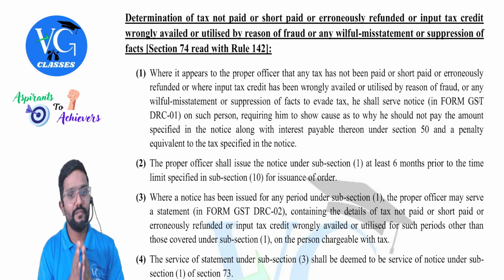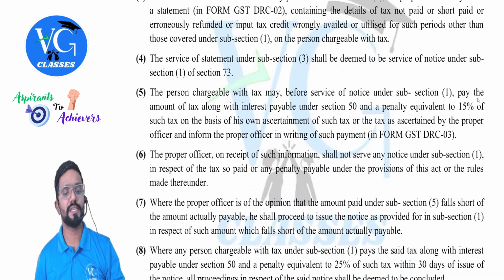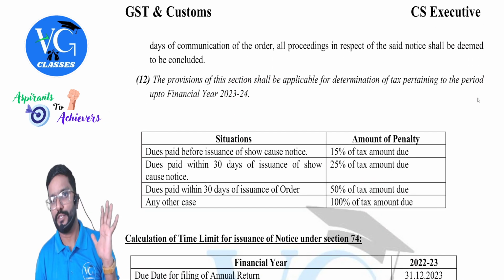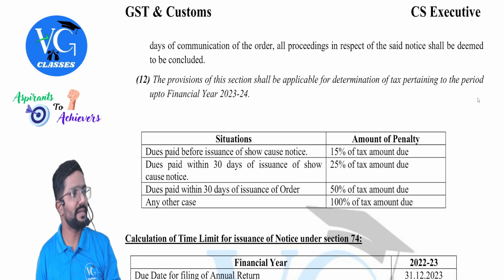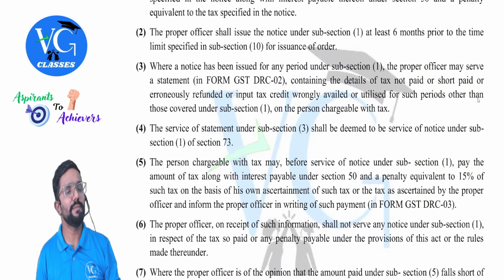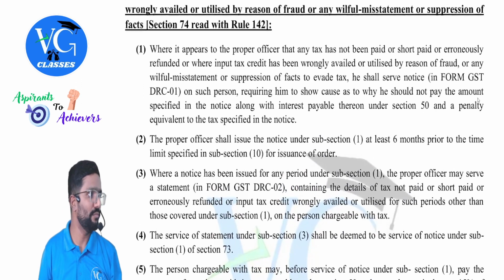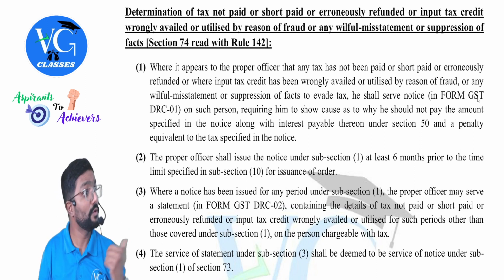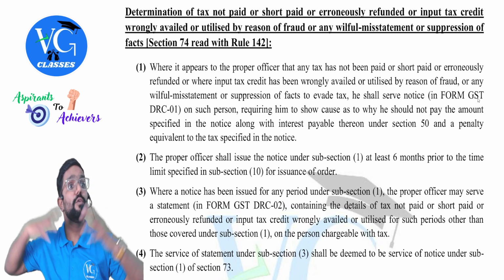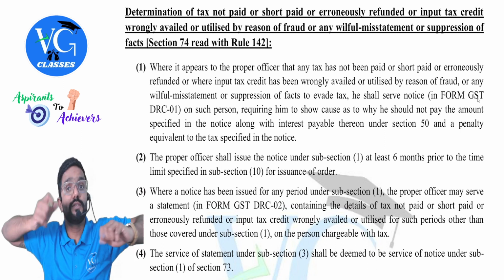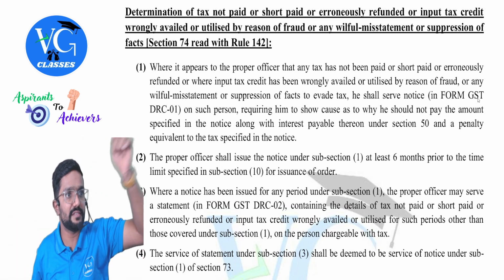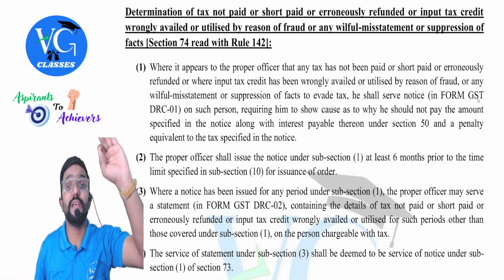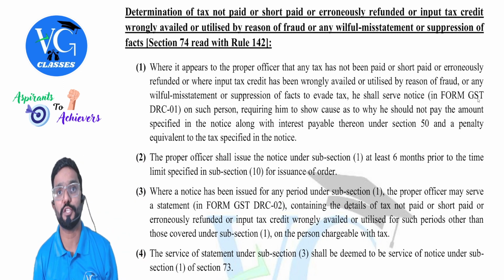Subsection 1. Even section 74 has 12 subsections, but as it is a fraud case, the time limit will be more, the penalty will be more. Time limit, obviously, the proper officer is getting that time. More is better or less is better? More is better. As he gets more time, he can collect more information, so that he has solid evidence that you did this.